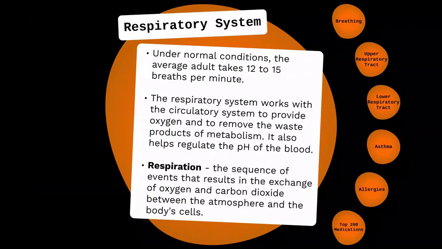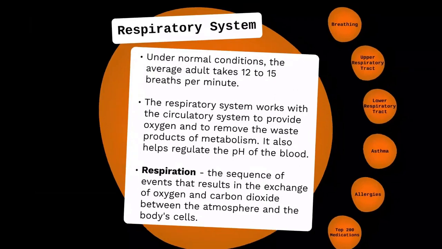Then we have our respiratory system. Under normal conditions, the average adult does take 12 to 15 breaths per minute. The respiratory system works with the circulatory system or cardiovascular system to provide oxygen and to remove the waste products of metabolism. It also helps to regulate the pH of our blood. Respiration is the sequence of events that results in the exchange of oxygen and carbon dioxide between the atmosphere and the body's cells. So we're going to talk about breathing, our upper and lower respiratory tract, asthma, allergies, and then some of the medications that relate to the respiratory system.